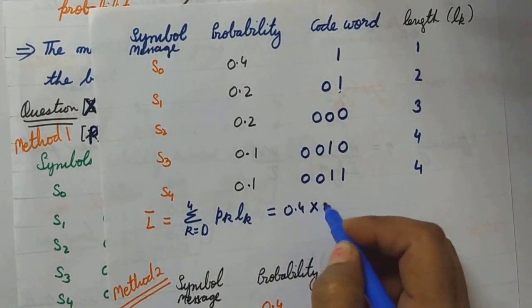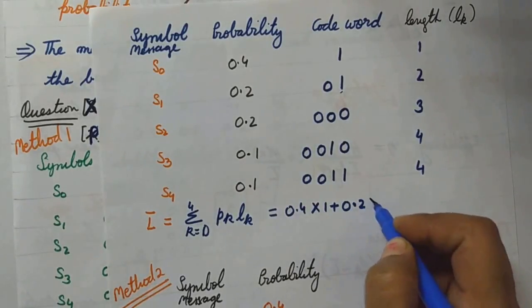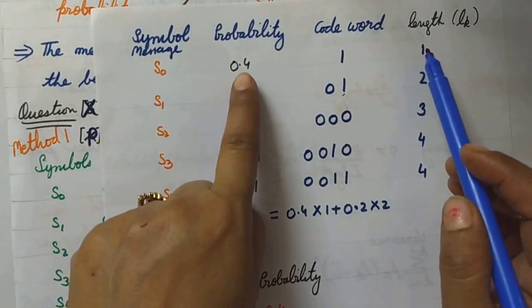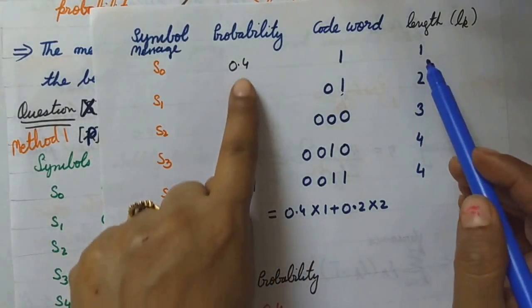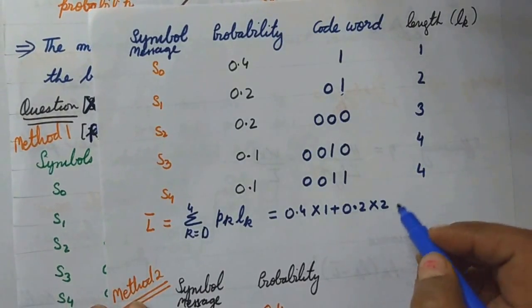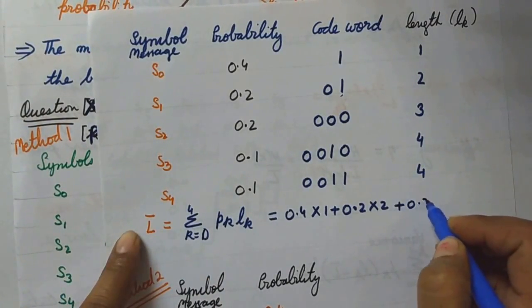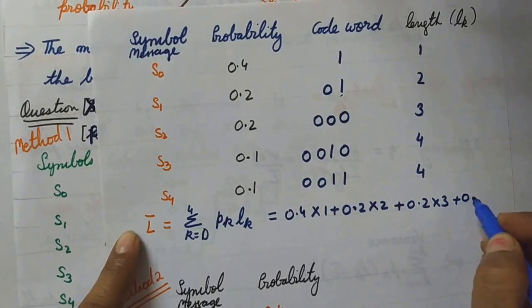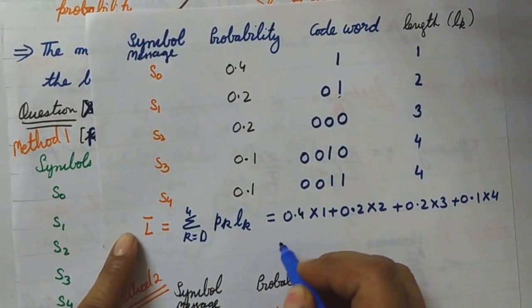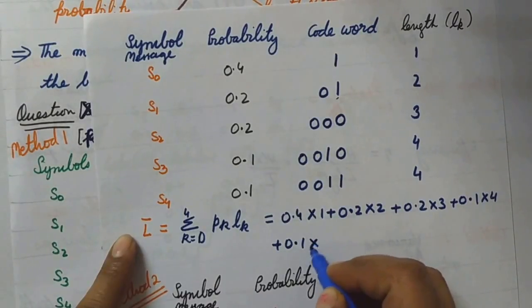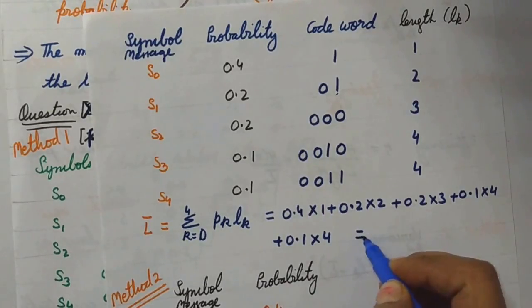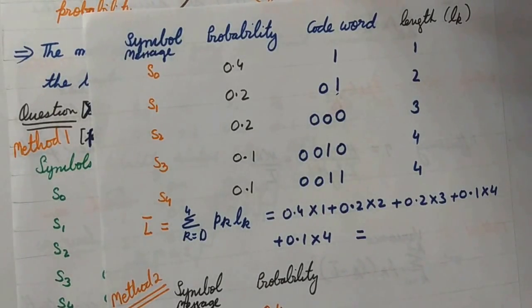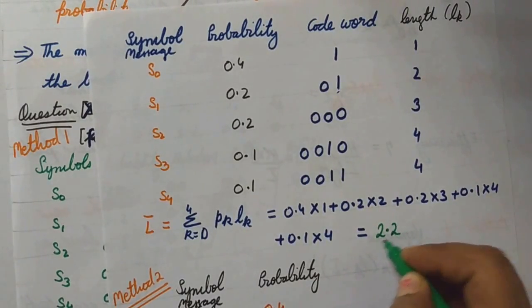0.4 into 1 plus 0.2 into 2. Actually I'm multiplying probability into the length and then adding these products for all the 5 messages, plus 0.2 into 3 plus 0.1 into 4 plus 0.1 into 4. So I have added up all, and when you add up all these numbers, you get the value of L bar as 2.2.